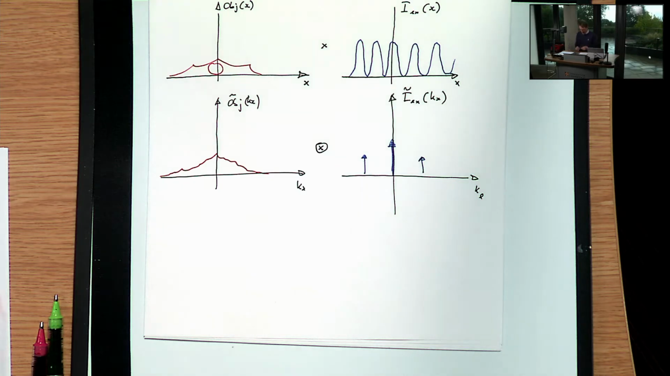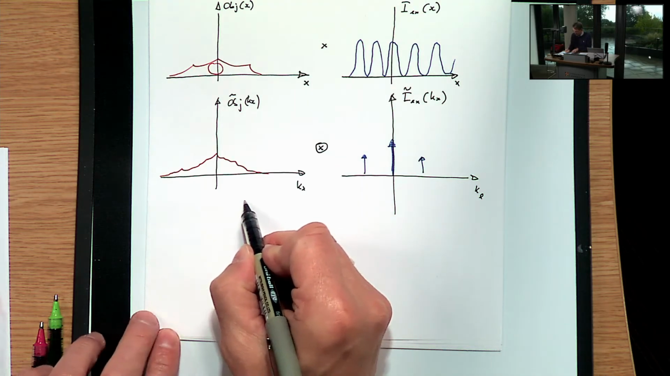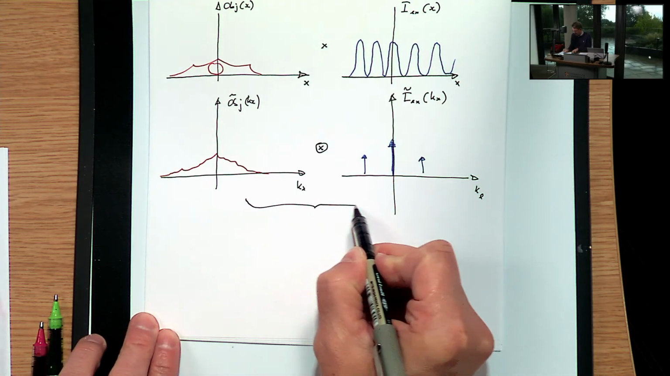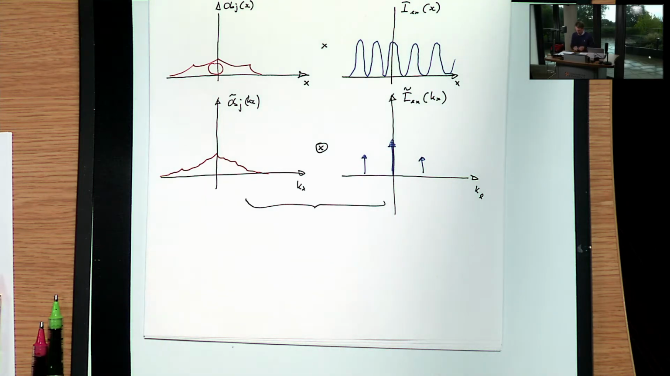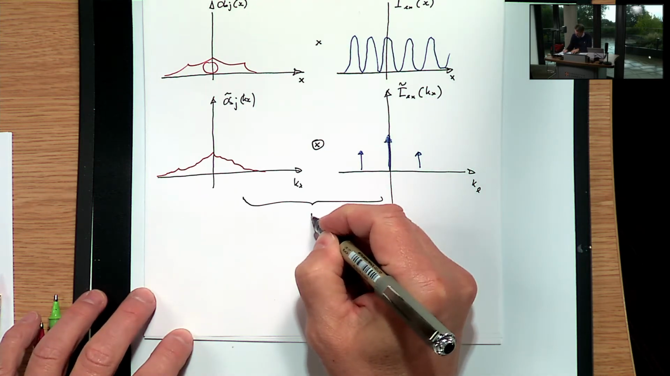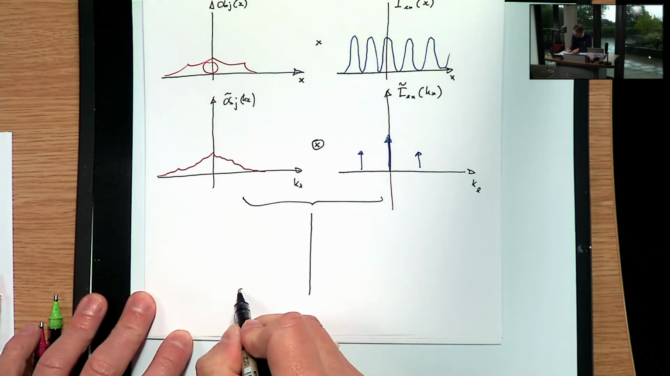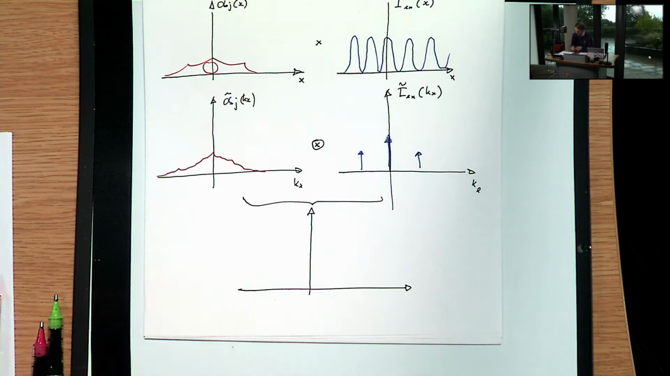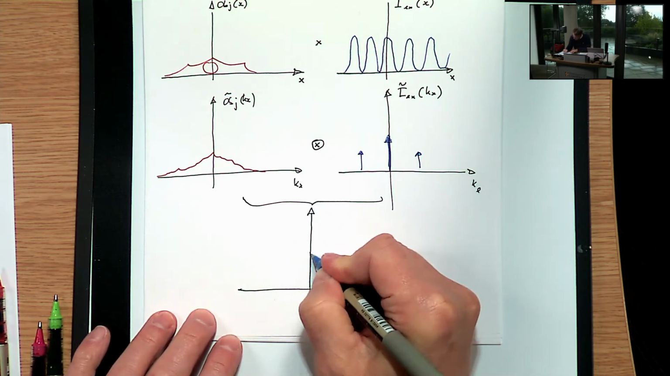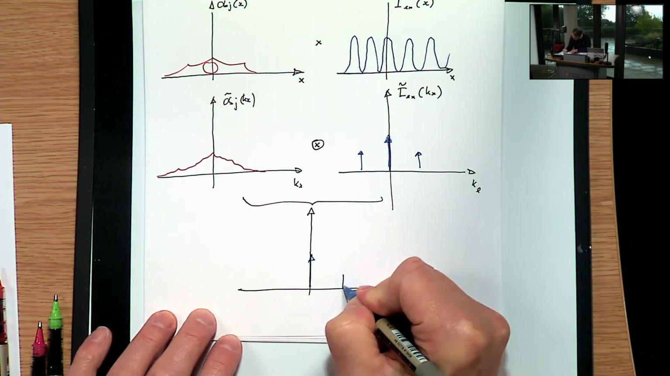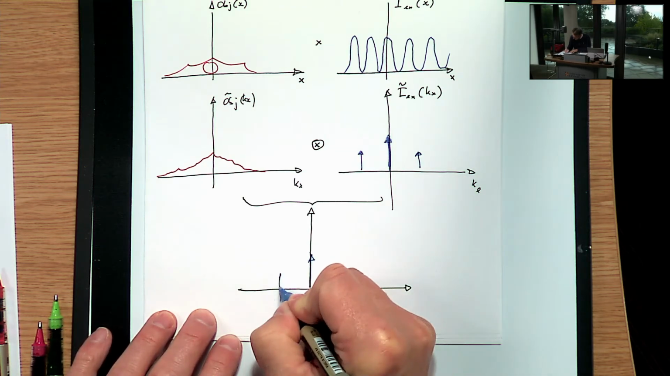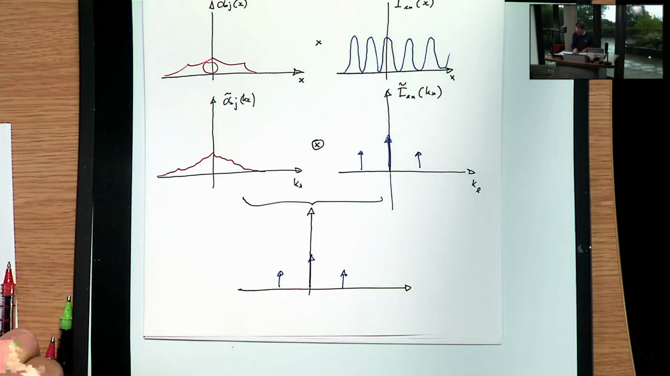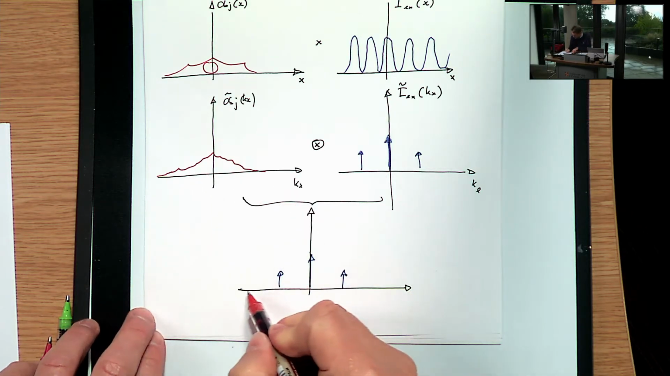And so what this will result in is, if I draw this, something like that. You will have your central delta function, and you have this one here and that one there. So the first thing you get is that original function sitting here.